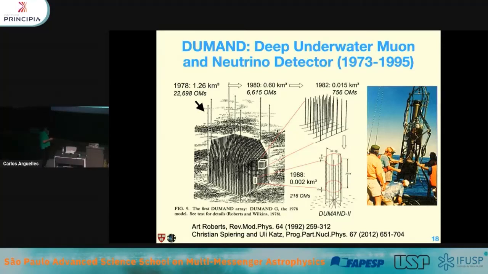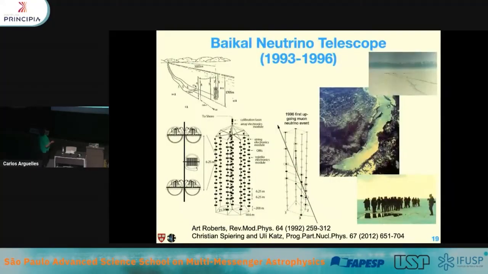And then the DUMAND collaboration sort of split for multiple reasons. First of all, because of this failure of this device, but also because the Cold War was not a good time for collaboration between the US and Russia, and things split into multiple pieces. So one group, the Russians, went to Russia. And there is a place called Lake Baikal in Russia. It's one of the highest altitude lakes that exists in the world. And they deployed the Baikal Neutrino Telescope in the 90s.